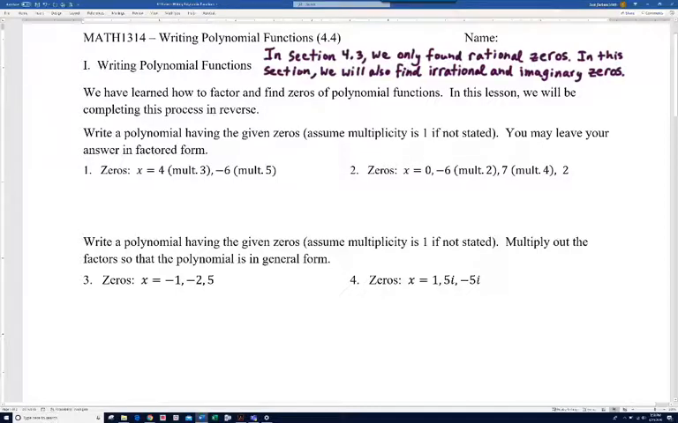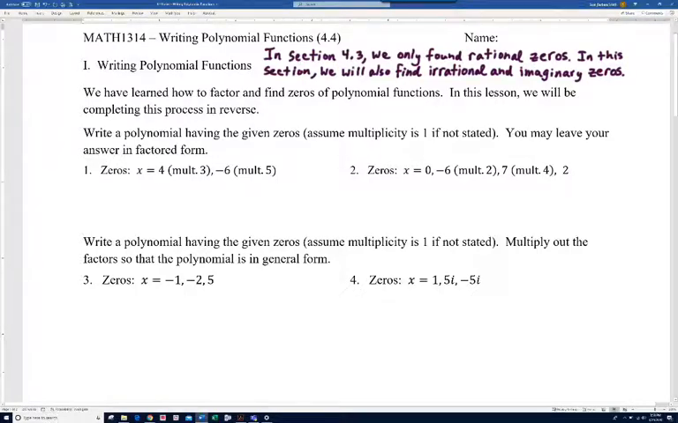It says here we have learned how to factor and find zeros of polynomial functions. In this lesson we will be completing this process in reverse. Write a polynomial having the given zeros. Assume multiplicity is 1 if not stated. You may leave your answer in factored form.